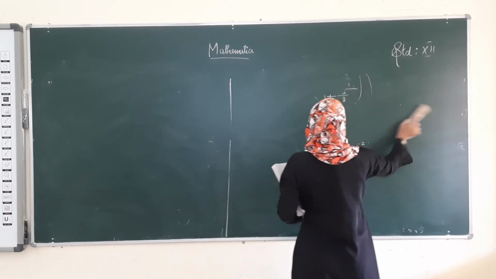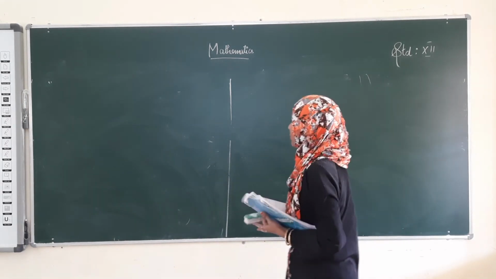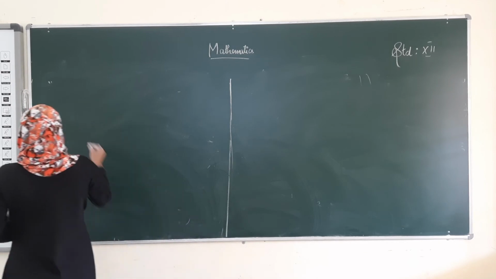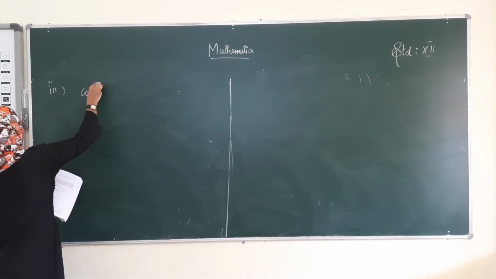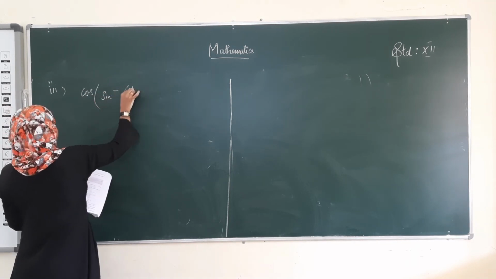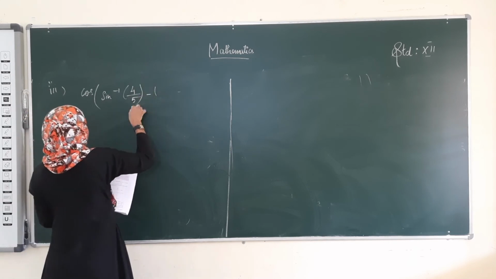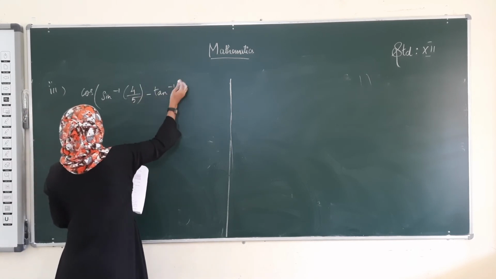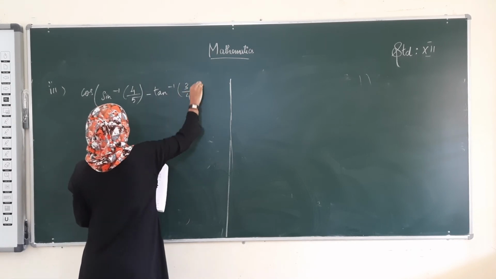The last sum is also like this, the same only. See the third sum. What's the question they have given? Cos of sine inverse of 4 divided by 5 minus tan inverse of 3 divided by 4.